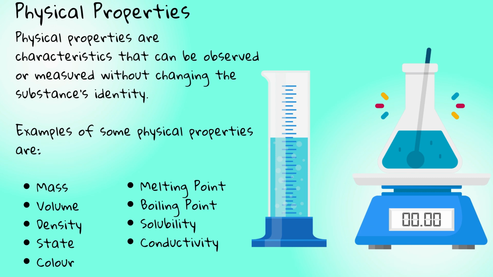Physical properties are characteristics that can be observed or measured without changing the substance's identity. Examples of some physical properties are mass, volume, density, state, color, melting point, boiling point, solubility, and conductivity.